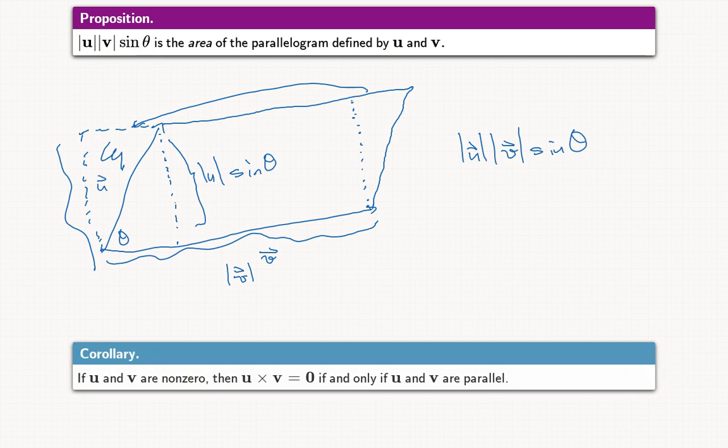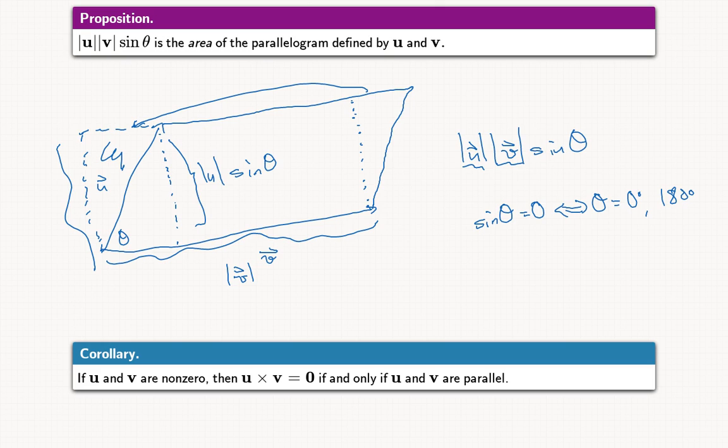As a corollary, we get that if u and v are non-zero, so neither of these are zero, then the cross product of u and v is zero if and only if u and v are parallel, because sine theta will be equal to 0 if and only if theta is 0 degrees or 180 degrees. And in both cases, u and v are parallel.